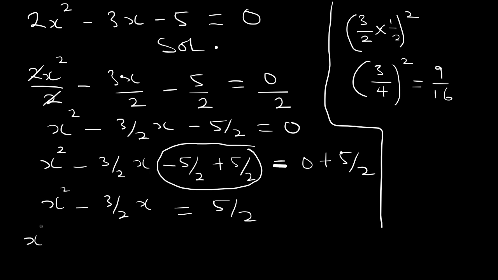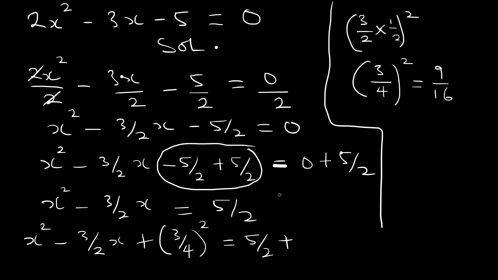So we'll have s squared minus 3 over 2x plus 3 over 4 squared is equal to 5 over 2 plus, now instead of writing 3 over 4 squared, we are going to open it up, 9 over 16. 3 squared is 9 and 4 squared is 16. So at the right hand side we have opened the bracket, while at the left hand side we left it in the square form. Okay, we'll proceed.